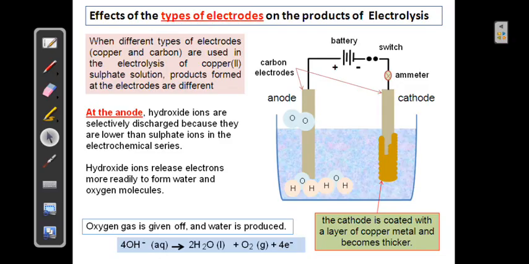But when we use copper electrodes, we have a different product. We only have one particular product, and nothing is given off at the anode, but everything has been transferred from the anode to the cathode. So I hope you can see the difference when you use different types of electrodes in electrolysis and what products they give.